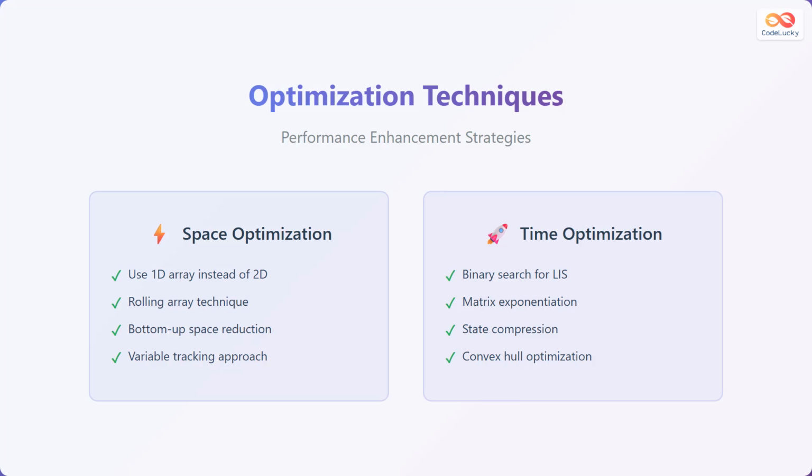Once you understand basic DP, several optimization techniques can dramatically improve performance. Space optimization techniques include using one-dimensional arrays instead of two-dimensional ones, implementing rolling array techniques to reuse space, and tracking only necessary variables. Time optimization methods include using binary search for problems like longest increasing subsequence to reduce complexity from O(n^2) to O(n log n), matrix exponentiation for problems with linear recurrence relations, state compression for reducing memory usage, and convex hull optimization for specific types of DP transitions.